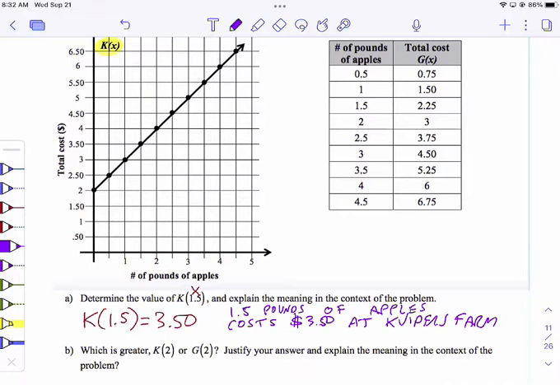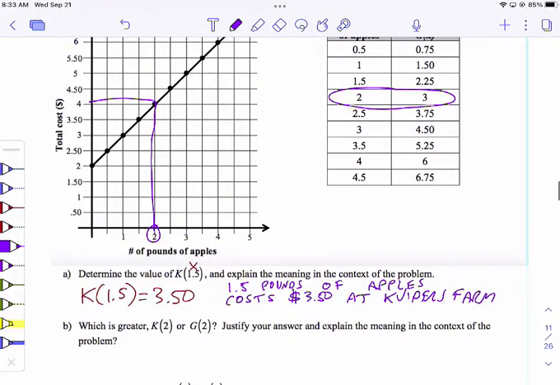Okay, anyways, which is greater, k of 2 or g of 2? So you find both of these. You go to where k of 2 is, that's $4. And you go to g of 2, which is just looking at the table. So if you know what to look for, that's not hard to do. And so it's not a bad idea when you're doing this to write these down.